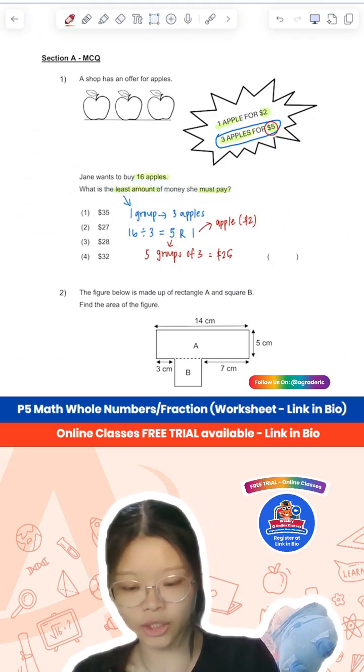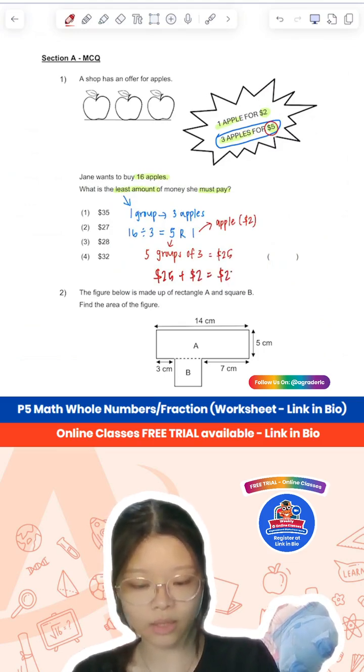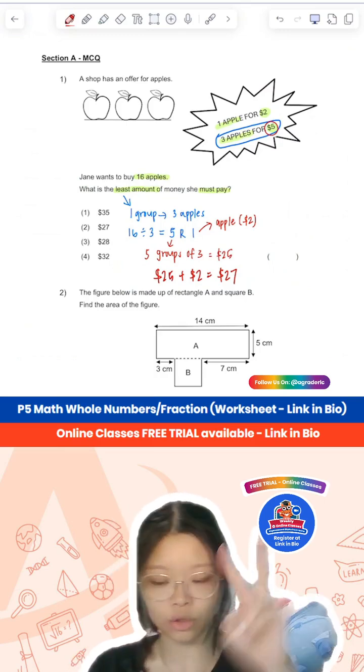Okay, so in total, she spends 25 plus $2, which makes $27. So your option 2 is correct.